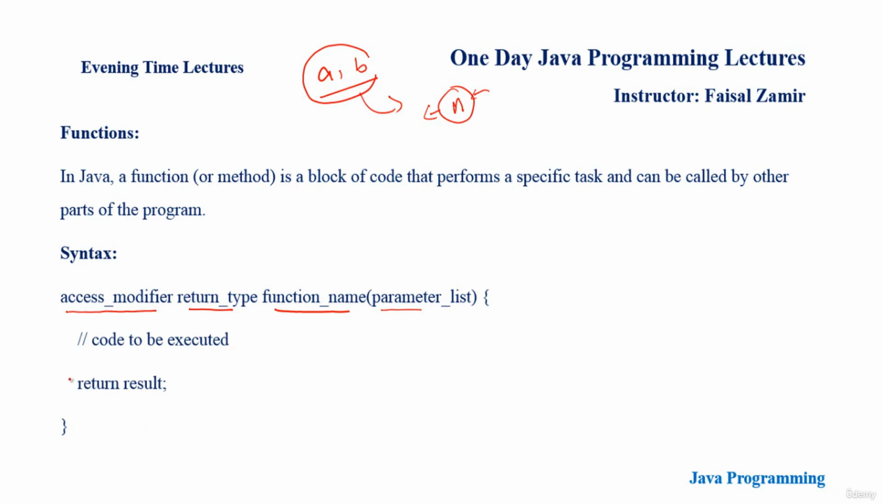Now how can you call that function? If you want to call that function, you just have to write the function name, then put parentheses and a semicolon at the end. If there are some parameters, you have to pass the parameter values. For example, a and b, you need to pass a and b values, for example 2 and 3. This way it will work.